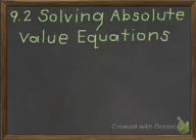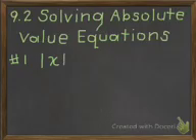Section 9.2 Homework Solutions, Solving Absolute Value Equations. Question number 1. The absolute value of x is equal to 1. This means what value has a distance from 0 on the number line that is 1 unit, or what value is 1 unit from 0 on the number line.